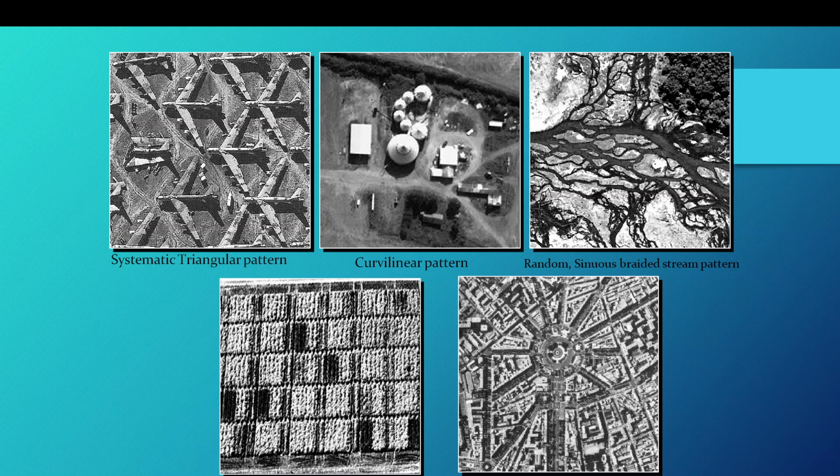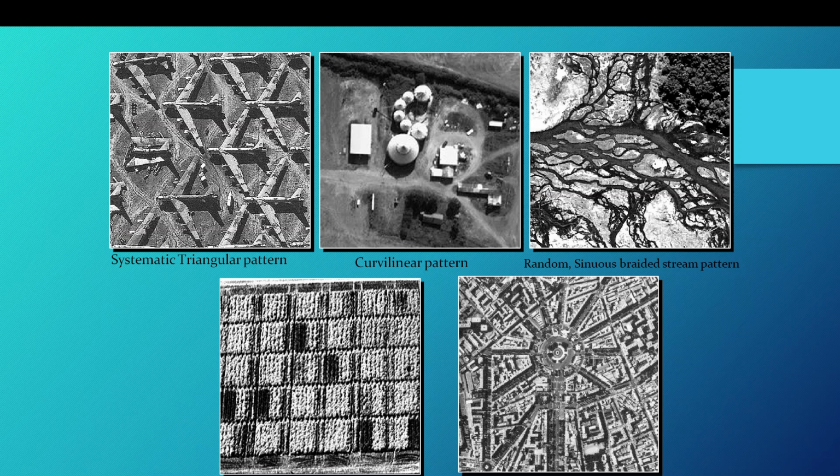So this illustrates different types of patterns commonly observed in aerial imagery, each with distinct characteristics. First, we have the systematic triangular pattern. This organized layout forms a triangular grid often seen in structured arrangements like military aircraft parking or large scale installations. Then we have the curvilinear pattern identified by winding curved paths. This pattern is typical in rural roads or natural development such as farmland routes.